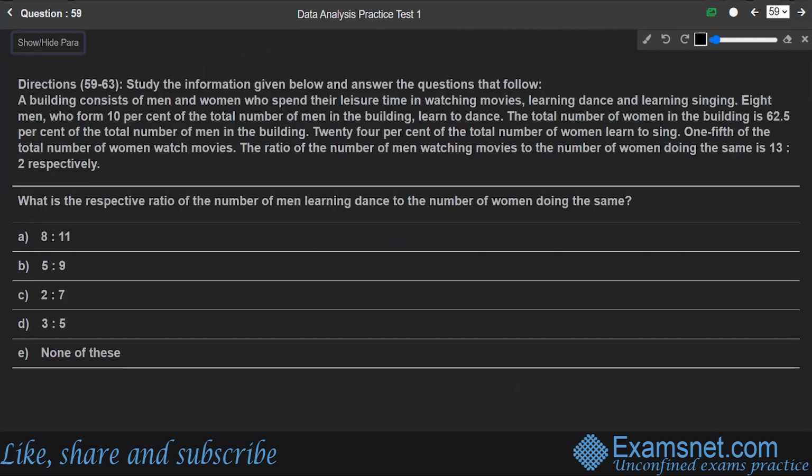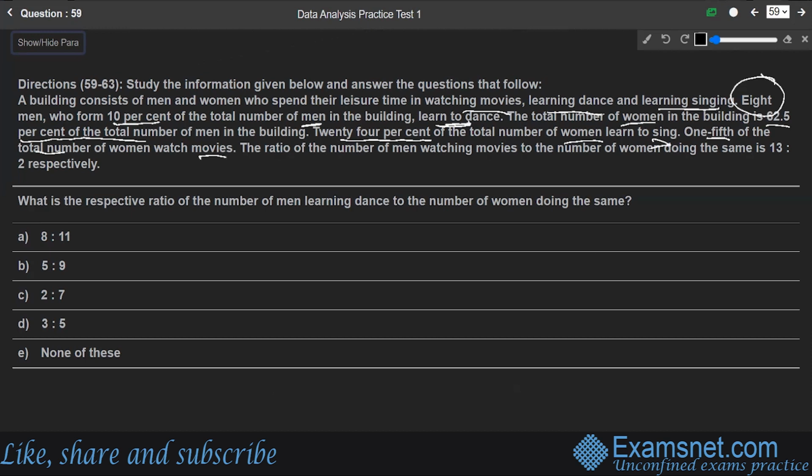Now the next question: a building consists of men and women who spend their leisure time watching movies, learning dance, and learning singing. Eight men, who form 10% of the total number of men in the building, learn to dance. The total number of women in the building is 62.5% of the total number of men. 24% of the total number of women learn to sing, and 1/5. So all this data is given sequentially. We need to follow that, and only then can we find the true data.